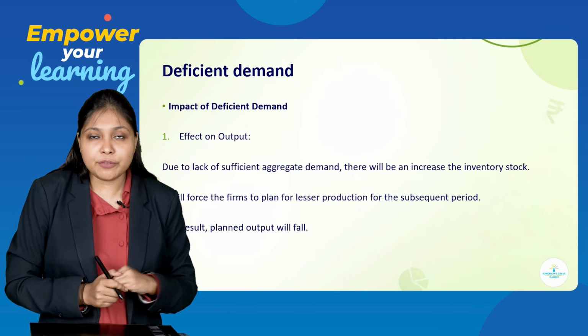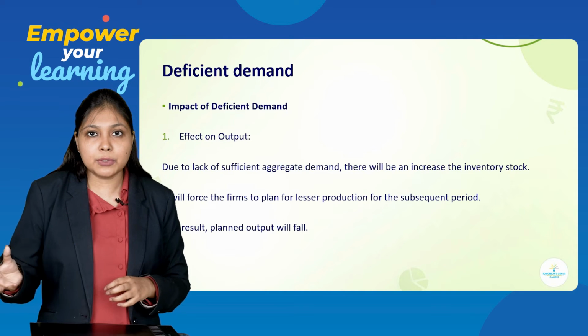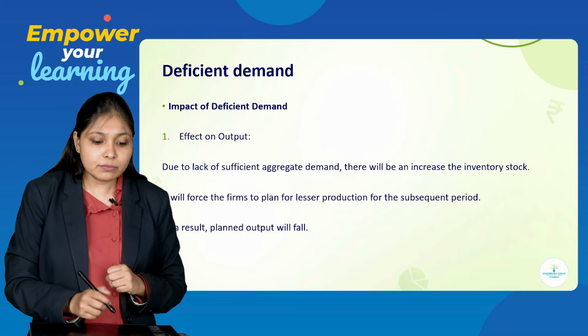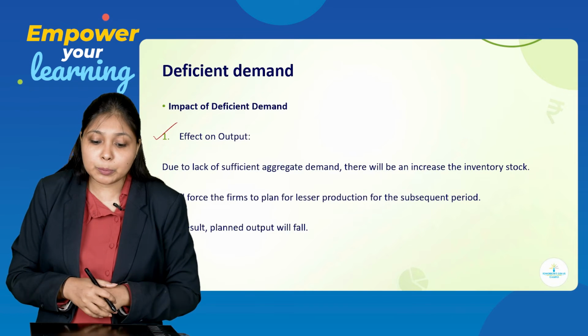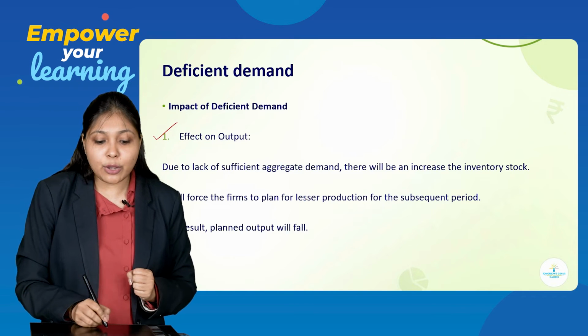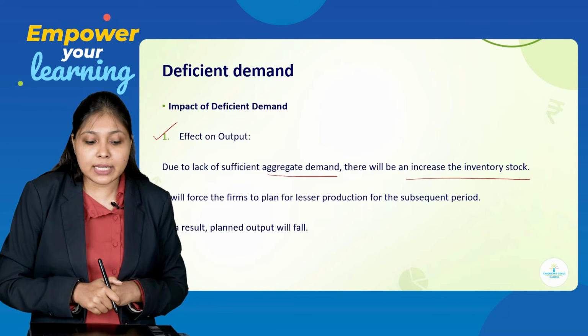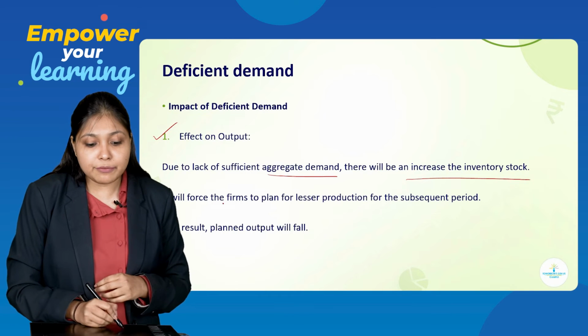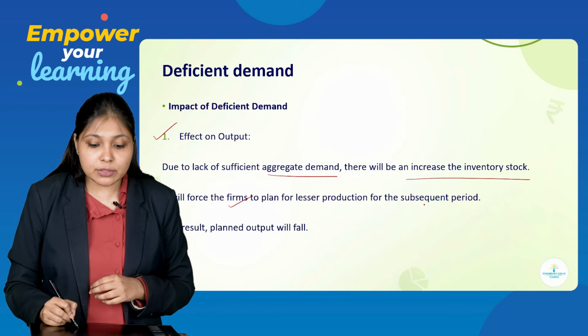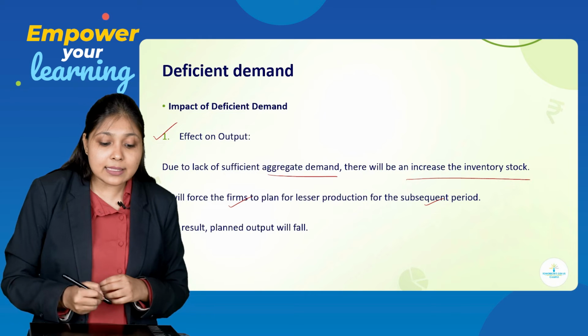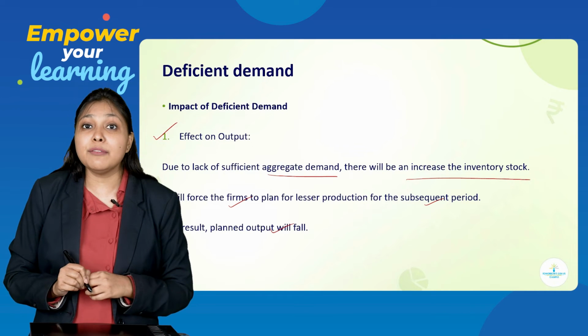Again, the impact of deficit demand on input, output and employment. First, what will be the effect on output? So, due to lack of sufficient aggregate demand, there will be increase in the inventory stock. This will force the firm to plan lesser production for the subsequent period. As a result, planned output will fall.